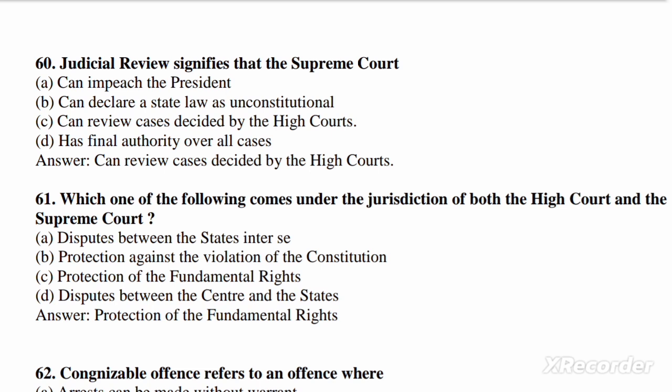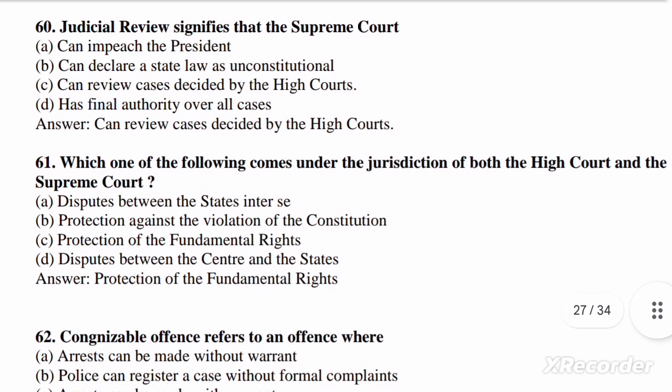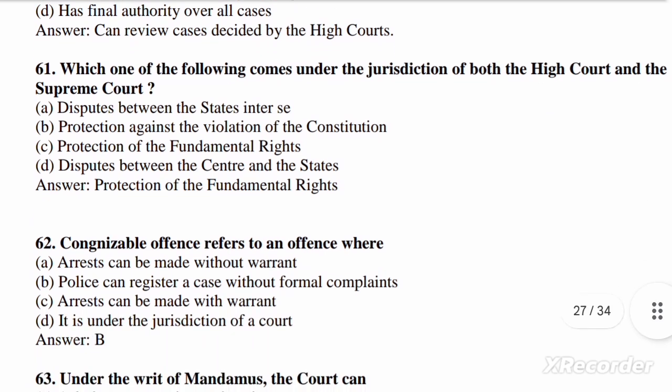61. Which one of the following comes under the jurisdiction of both the High Court and the Supreme Court? Answer. Protection of the fundamental rights. Option C. 62. Cognizable offense refers to an offense where, option B, police can register a case without formal complaints.